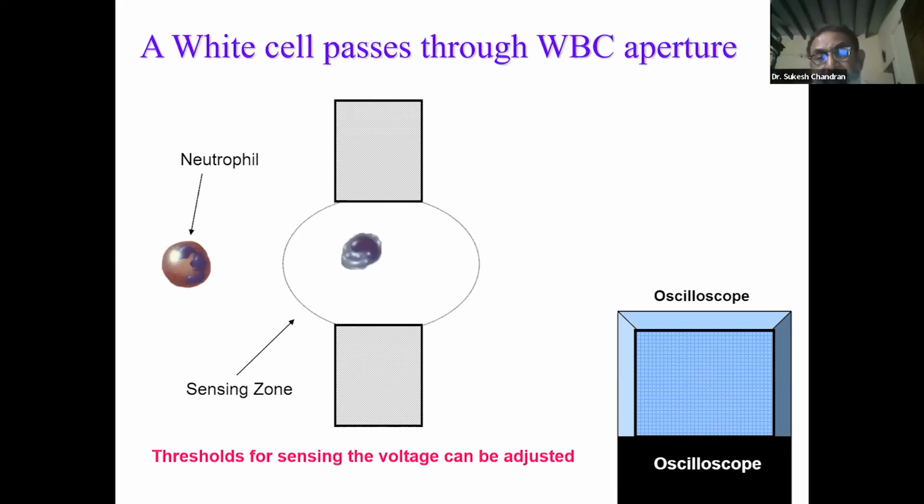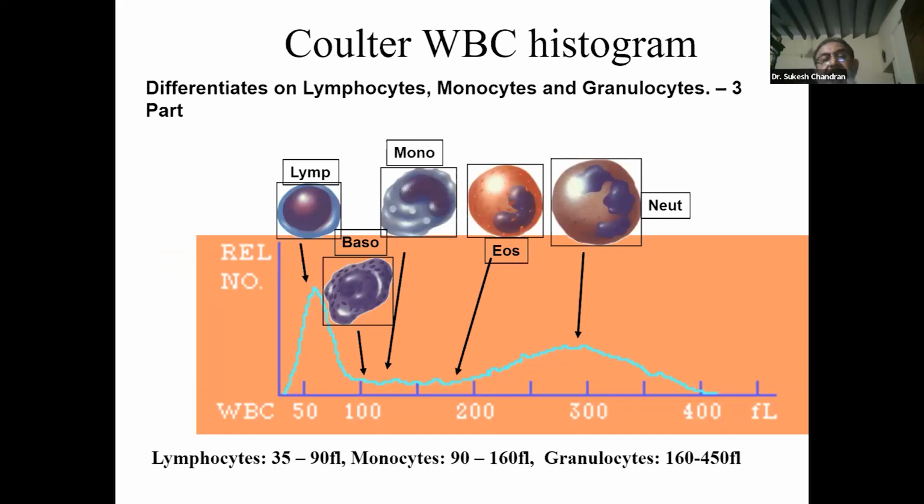So again, the same impedance principle, where resistance will cause the peak. The height of the peak will be directly proportional to the size of the particle. Now, if you look at the white cell histogram, the smallest particle is the lymphocyte nucleus, because the cytoplasm is gone. Most of the events begin with the lymphocyte. The largest events are the lobed nucleus of the neutrophil.